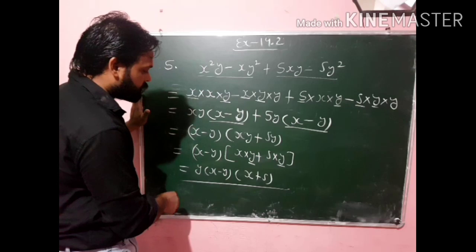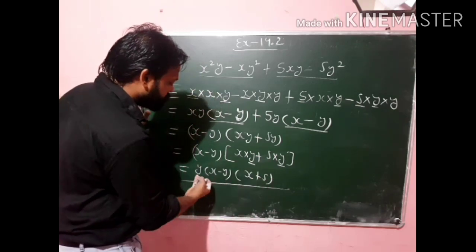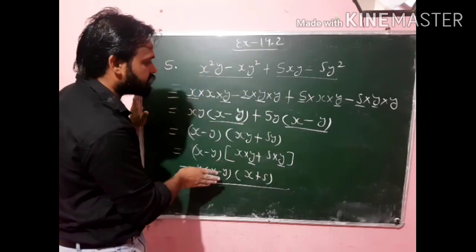So in this sum you can see this y, this x minus y, and this x plus 5, which means there are three factors of this algebraic expression. I hope this is clear to you.